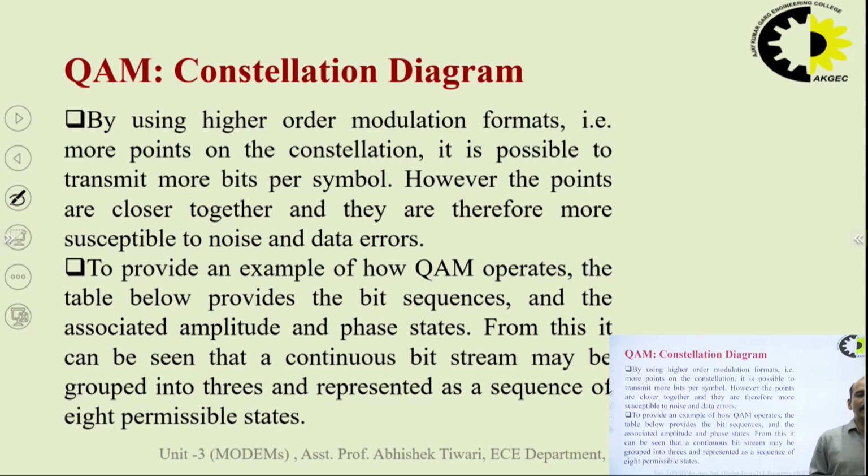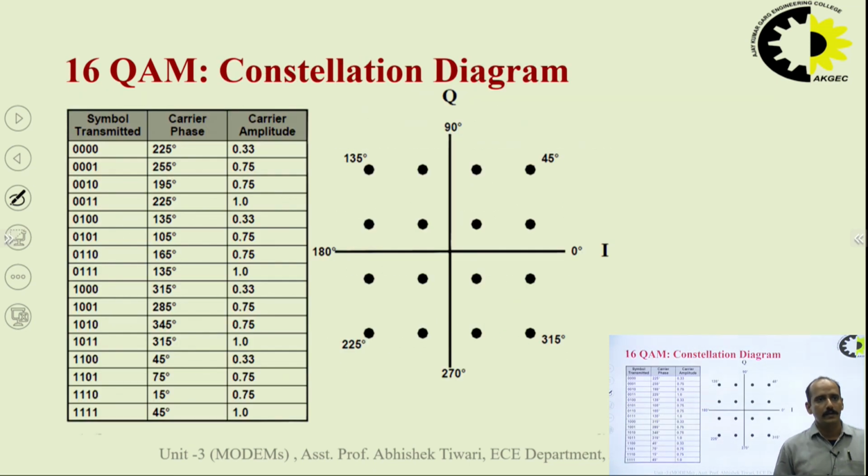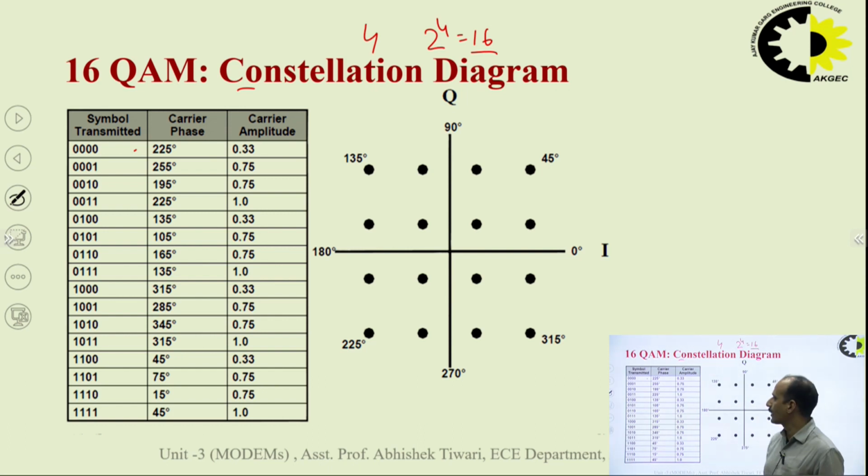To provide an example of how QAM operates, this table shows the basic constellation, a part of the 16 QAM. Here you can understand that 16 QAM means you are going to use 4 bits. For 4 bits, the total possible combinations are 16, from 0000 to 1111. Now you can see the carrier phase. There are 4 carrier phases possible: 45 degrees, 135 degrees, 225 and 315.